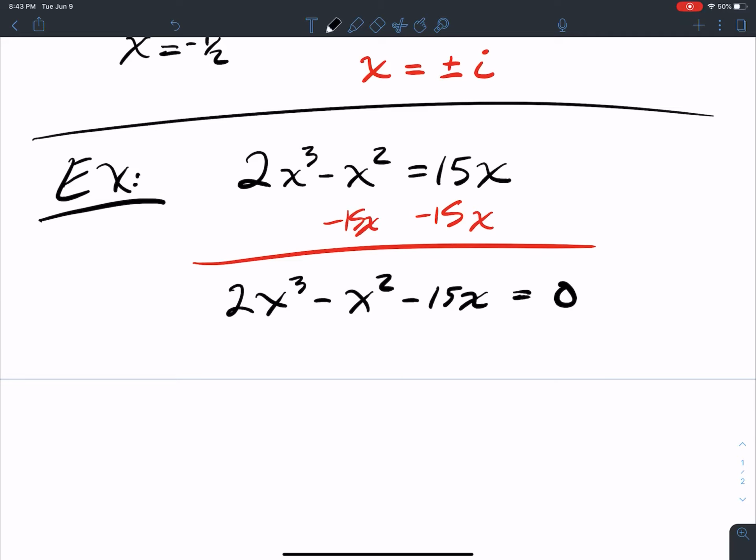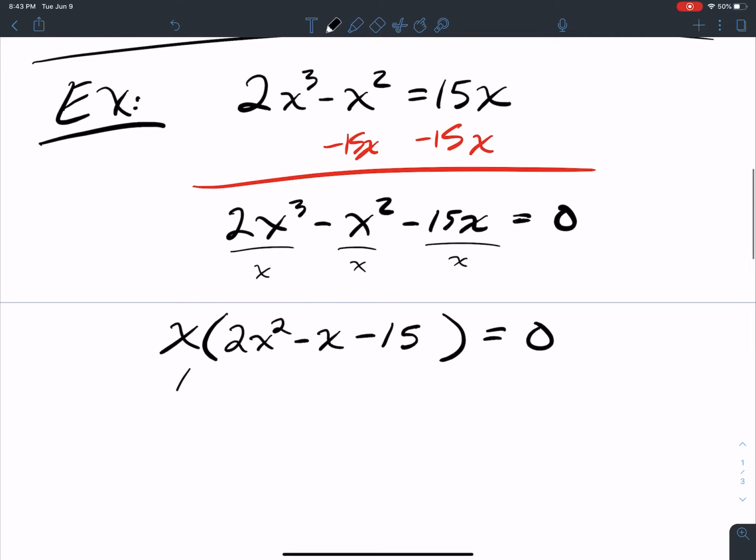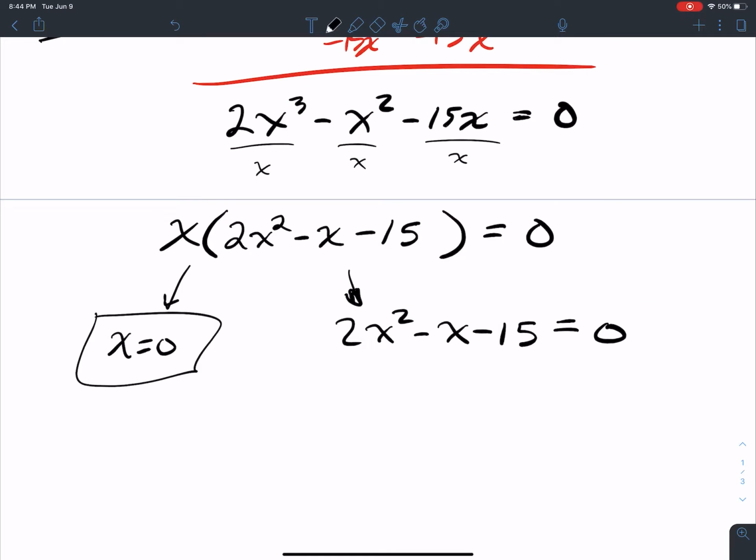So the first thing I want to do in factoring is think, okay, GCF. What's in common between all three of these? All three of them have an x. So I'm going to factor an x out. And if I do that, I'm left with 2x squared minus x minus 15, all equal to 0. So this tells me x equals 0, and this tells me 2x squared minus x minus 15 is equal to 0. Now this one's finished.